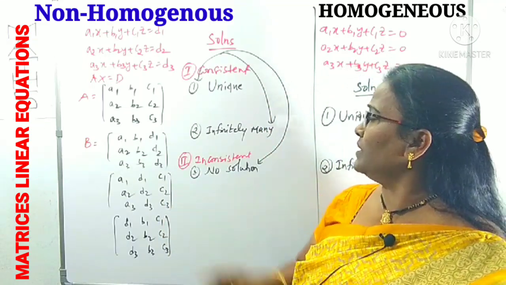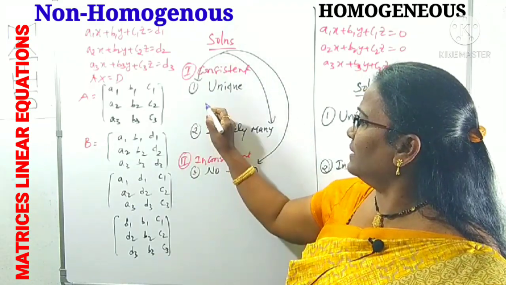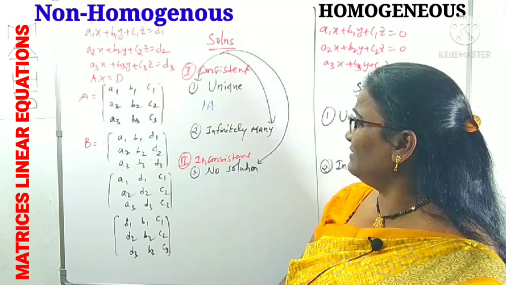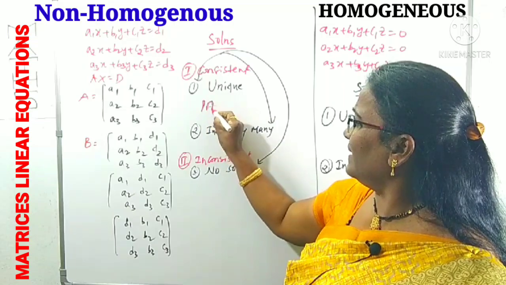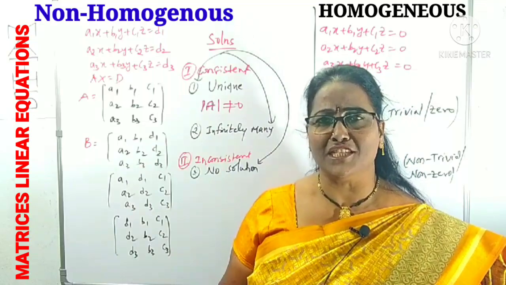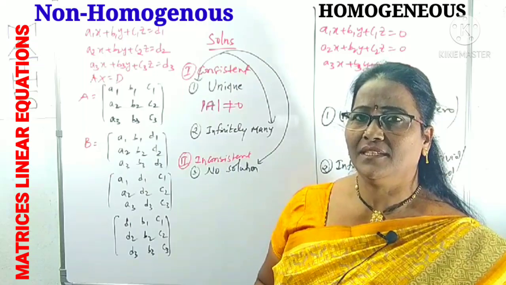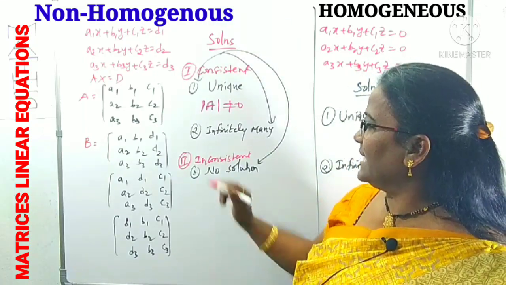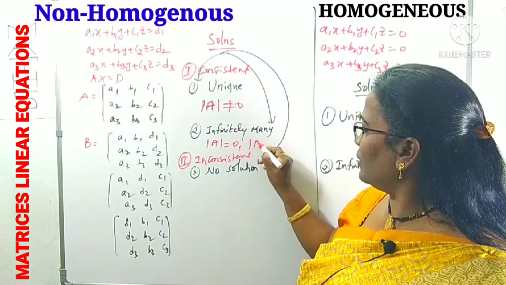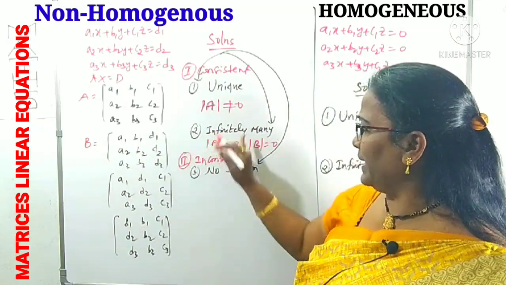What is the condition when the non-homogeneous system has a unique solution? When det A not equals to 0. You know A is what? We can find out its determinant. If det A not equal to 0, we can confirm that it has a unique solution. If det A is equal to 0 and det B, any one of them, is 0, that is called infinitely many solutions.